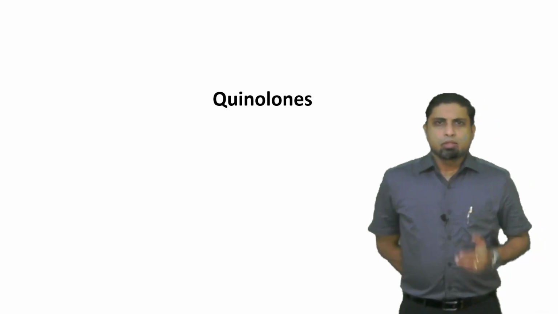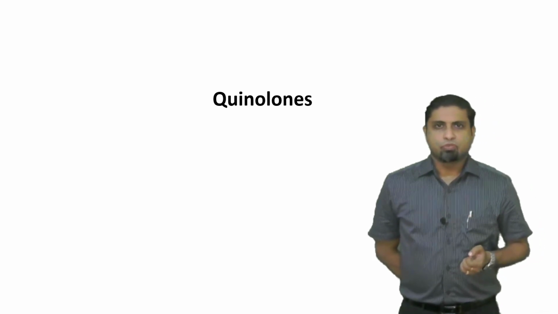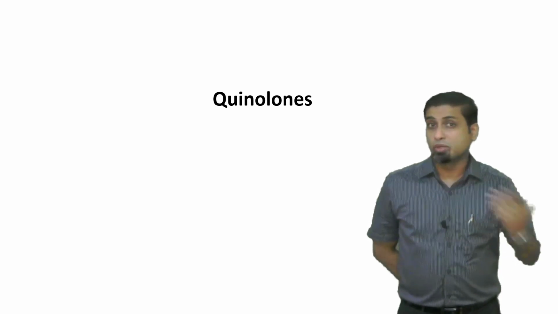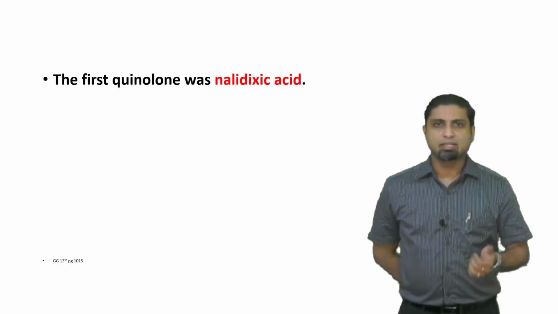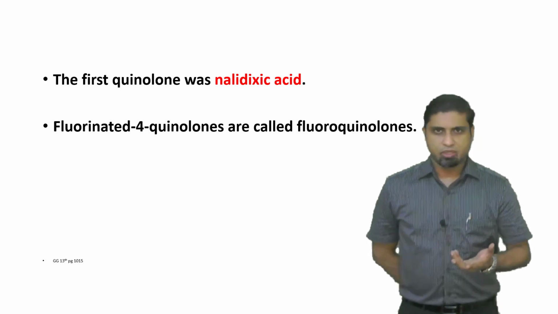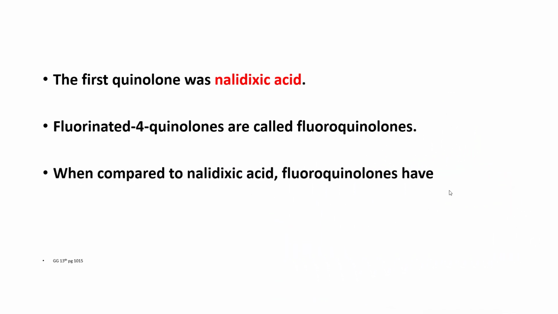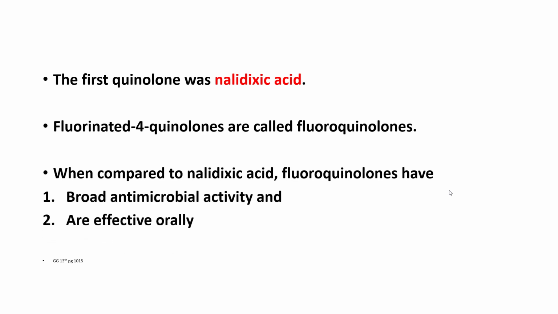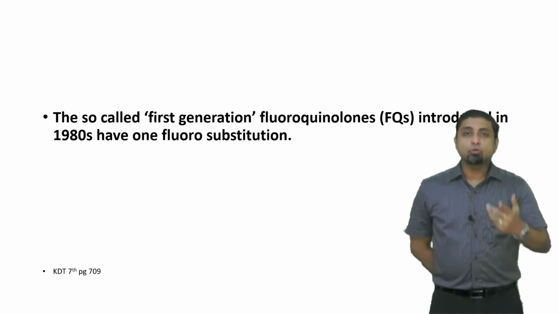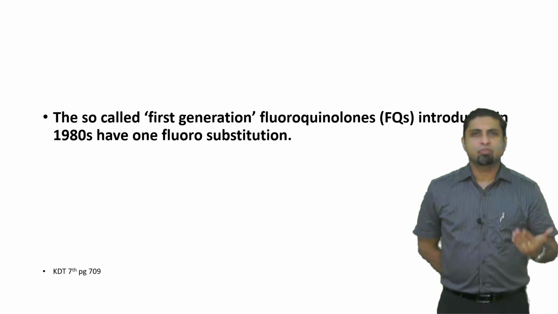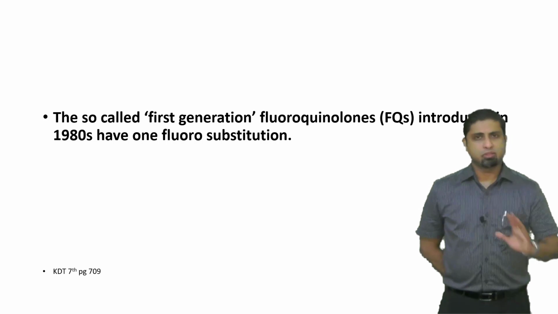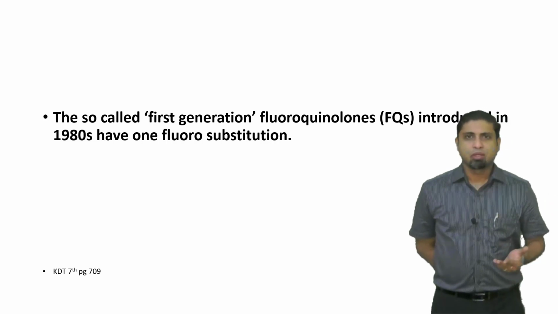Right. Now we come to certain important features of fluoroquinolones. Before fluoroquinolones were introduced, there were only quinolones, and the first quinolone was nalidixic acid. When this structure was fluorinated, we came up with fluoroquinolones, which were effective orally and which had broader antimicrobial activity. Fluoroquinolones may be classified into multiple generations; depending on the source from which you quote, the generations will be different.